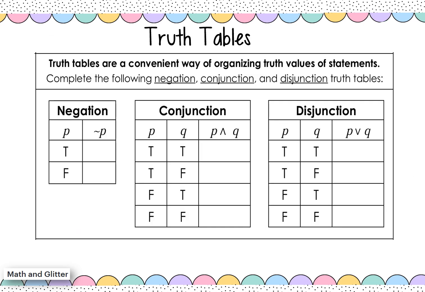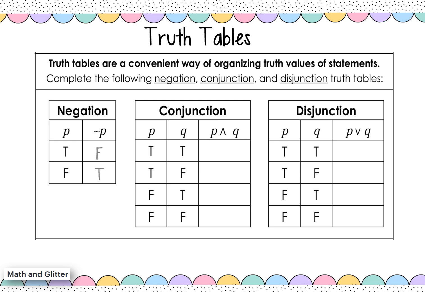First of all, let's start with a very basic beginning here. Truth tables are a convenient way of organizing truth values of statements. Complete the following: negation, conjunction, and disjunction truth tables. So negation, we have our simple statement P, and there's only two different truth values for it. It could be true or it could be false. And now we want to negate P. So true would be false and false would be true with the negation.